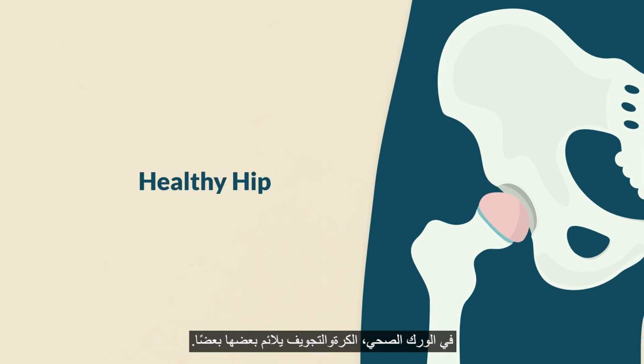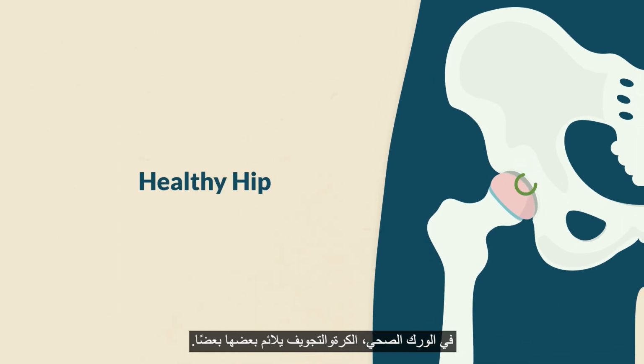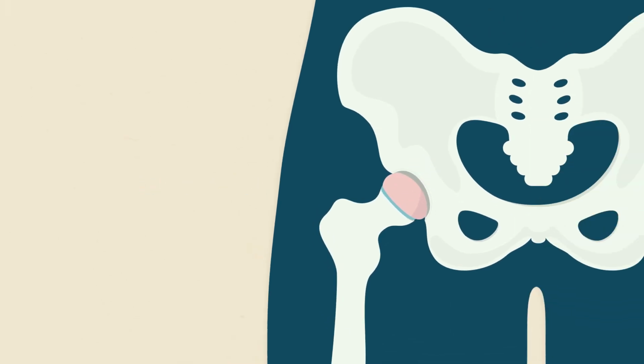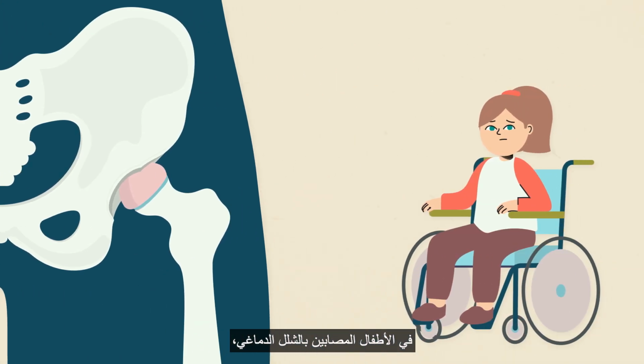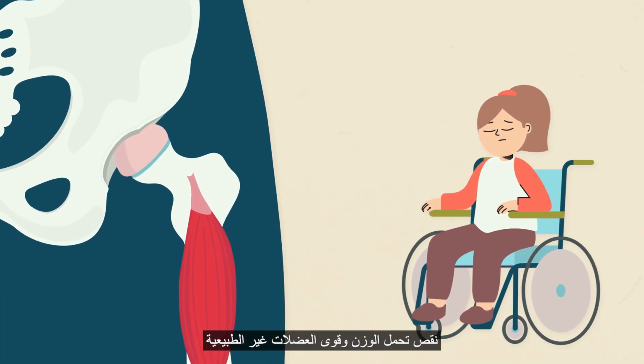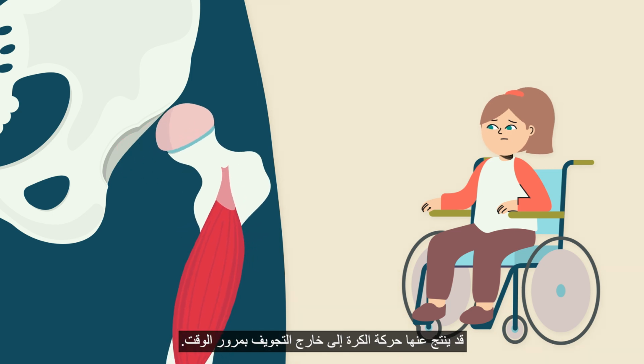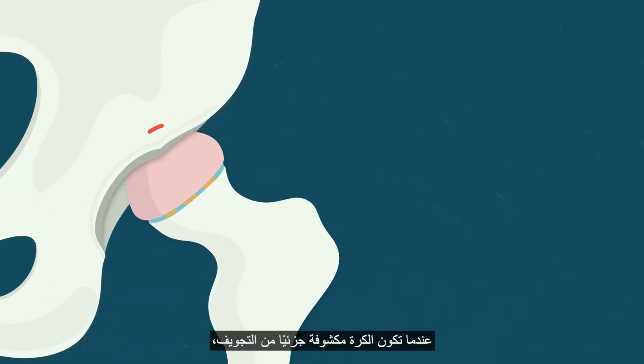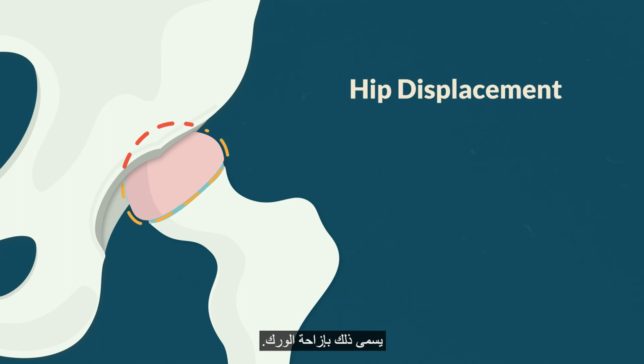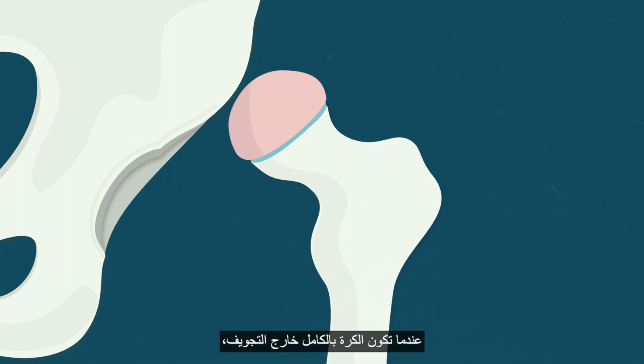In a healthy hip, the ball and socket fit together snugly. In children with CP, lack of weight bearing and abnormal muscle forces may result in the ball moving out of the socket over time. When the ball is partially uncovered from the socket, this is called hip displacement. When the ball is completely out from under the socket, this is called a dislocated hip.